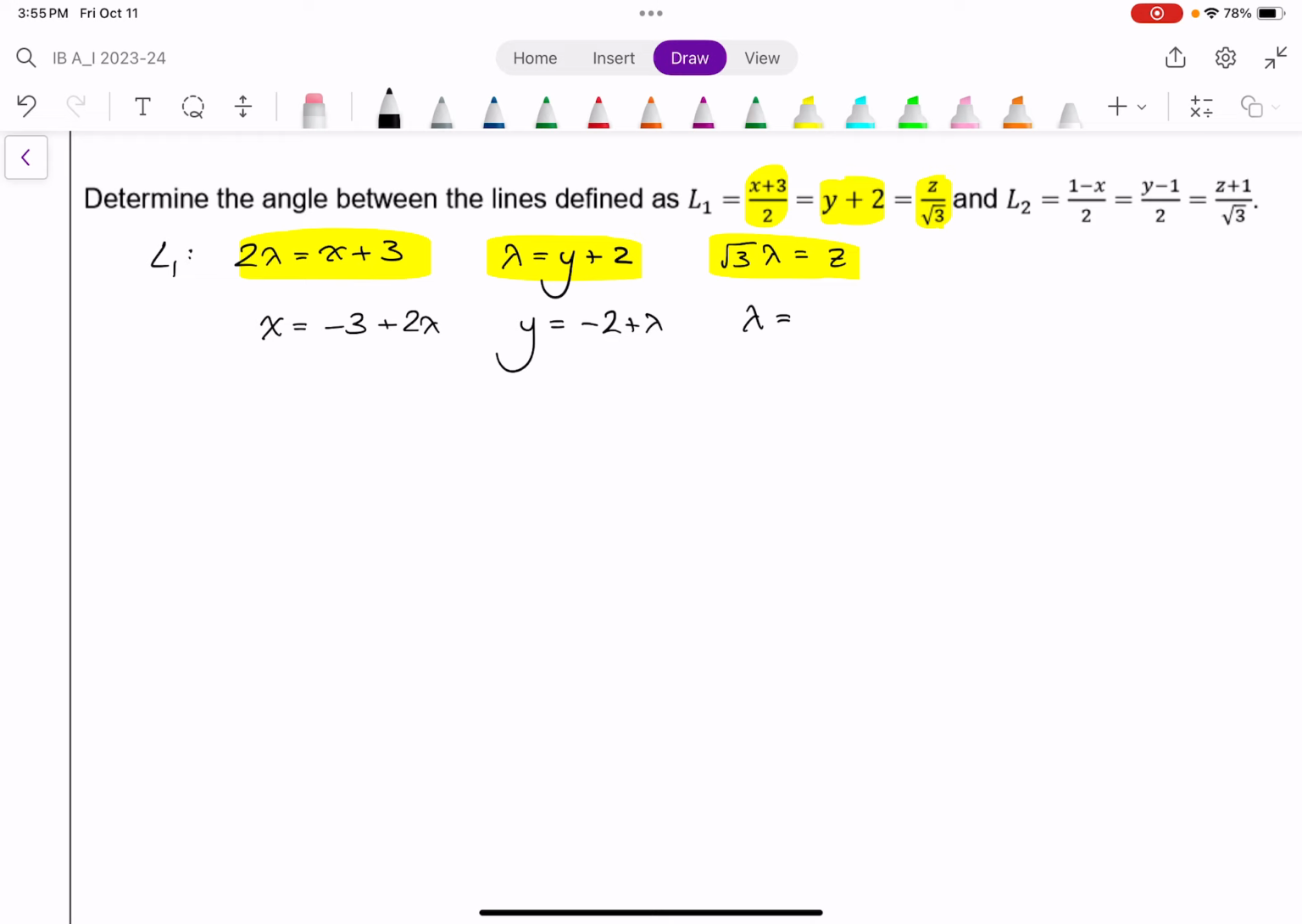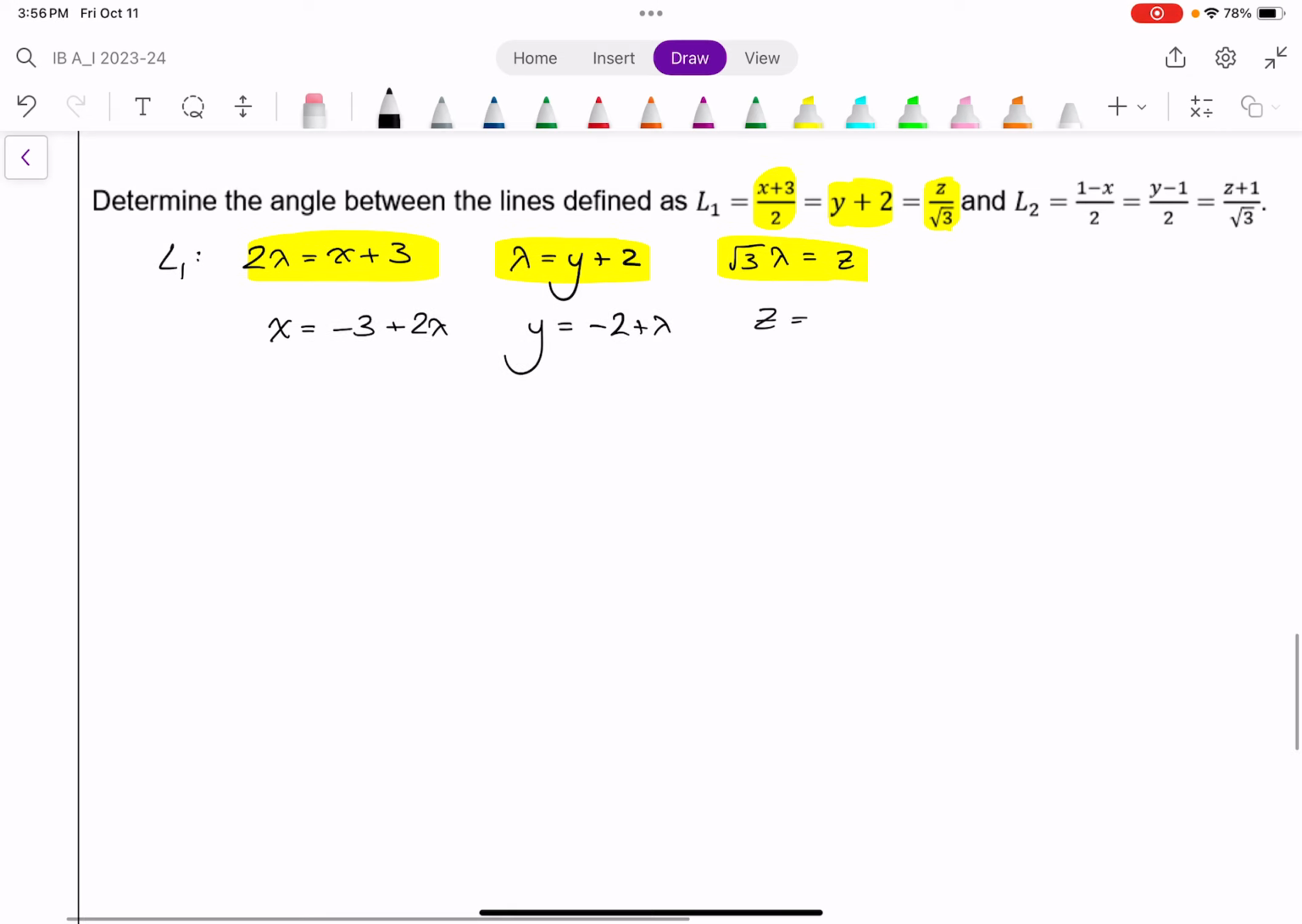lambda equals just z. Sorry, whoa. Sorry, it's a Friday afternoon. I probably should have just gone home, but I'm powering through it. I apologize for my mistake. In this case, it already is done. Z equals root 3 times lambda. Although I'm going to write it as 0 plus root 3 times lambda.